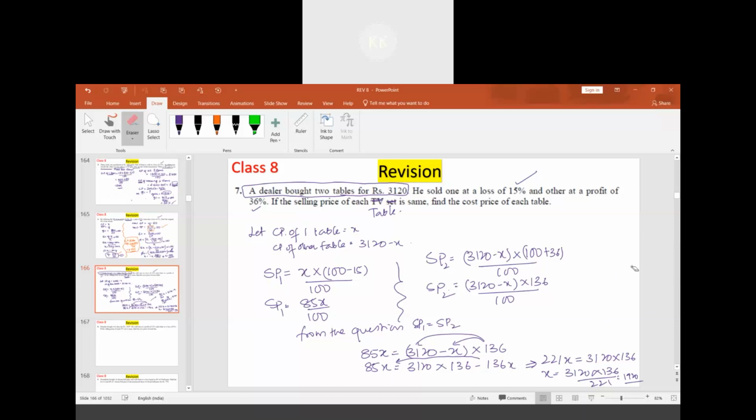Difficult? Yes, sir. Little bit. Sir, you found out that X is 1920. The other one will be 3120 minus 1920, right? Correct. So the other one will be 3120 minus 1920, so 1200. Correct. 1200 is the other one.